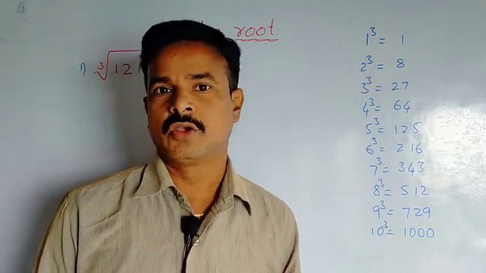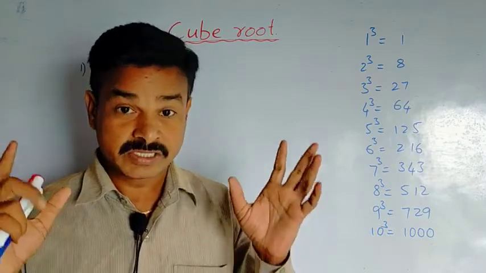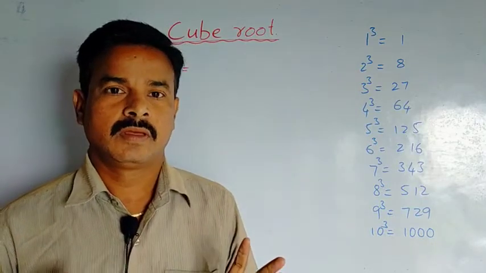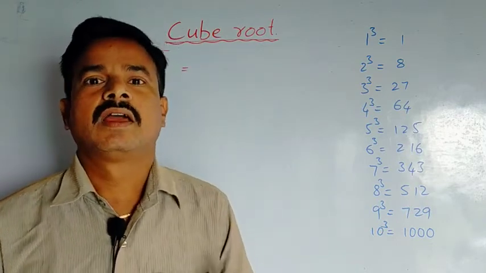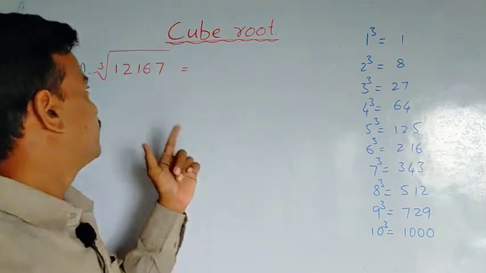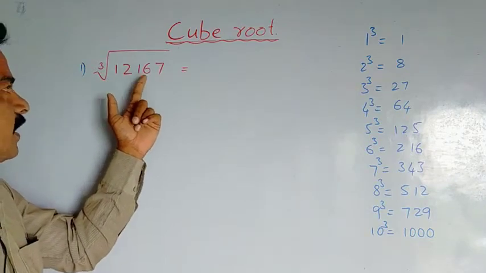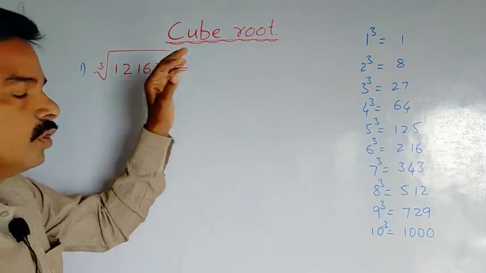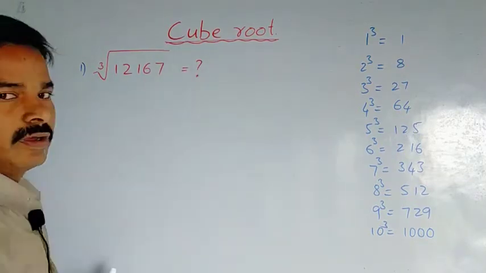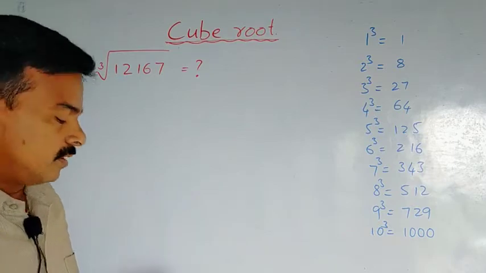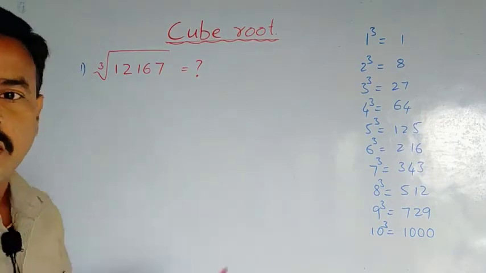Today's topic is cube root. How can we find the cube root in one step? That means in 5 seconds only. We can learn this in this class. First, you can see the first problem: cube root of 12,167 is equal to how much? How can we find this in one step or in 5 seconds? Okay, let us see.